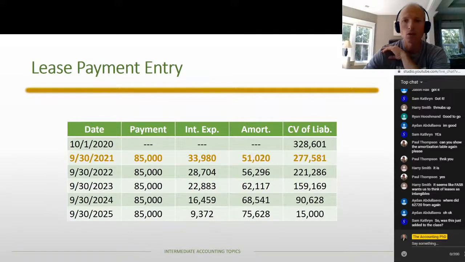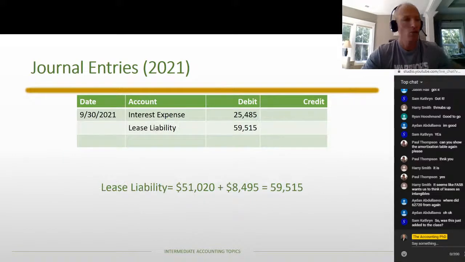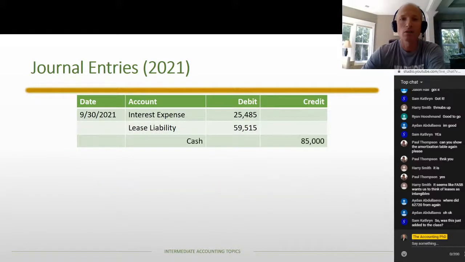So notice where the $51,020 is right there on 9/30/2021, and it's the amount of amortization that we would have recorded from the table. And so the total journal entry amount for the lease liability is the amortization plus any interest that we had accrued to that account. And so the total entry amount is $59,515. And then the cash payment is $85,000, which is that contractual obligation.